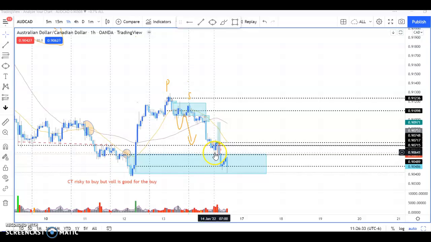So what I was looking at was a reaction, hopefully, to take it up to this area where there was really nothing. There was nothing to stop it from coming at least up here and then going down to resume the trend again. But yeah, it was counter trend. I even wrote counter trend, risky to buy, but volume is good for the buys.